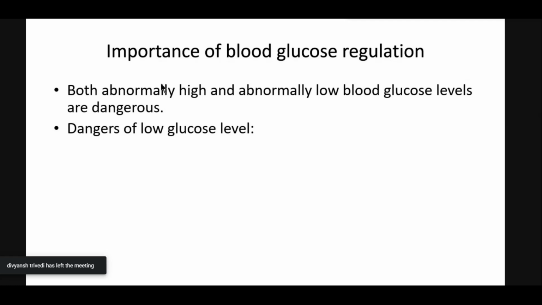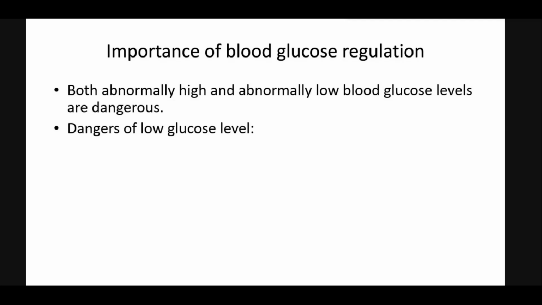That is the main concept here. Now, why is this regulation important? From the physiological viewpoint, we will see mainly from the physiological viewpoint here for now. Both abnormally high and abnormally low blood levels are dangerous, as we have already seen. Dangers of low blood glucose level.